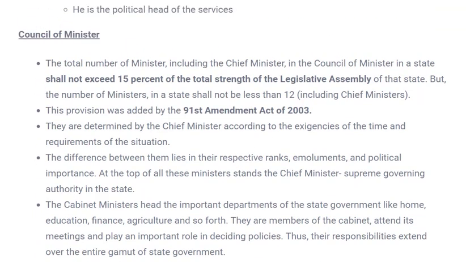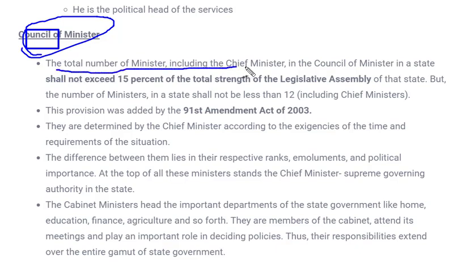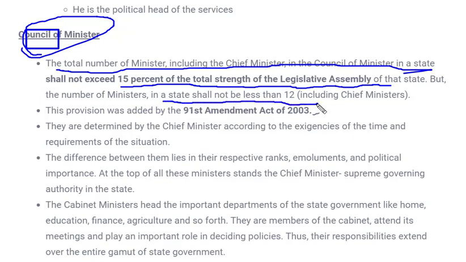And we'll study now council of ministers. Council of ministers, as we know, are the ministers appointed by governor with the concern of chief minister. Let's see what they are. So the total number of ministers, including chief minister and council of ministers in a state, shall not exceed 15% of total strength of legislative assembly, but the number of ministers in a state shall not be less than 12, including the chief minister. Now what does this line mean?